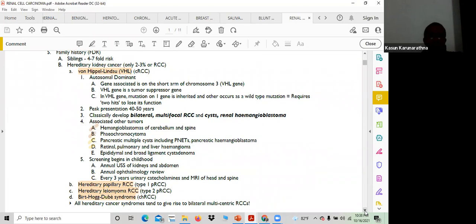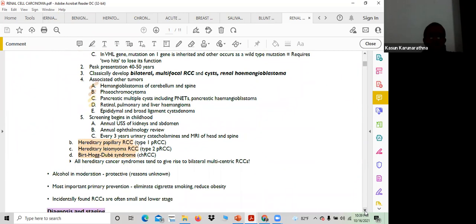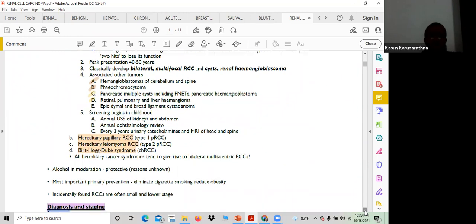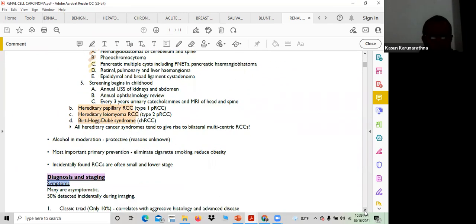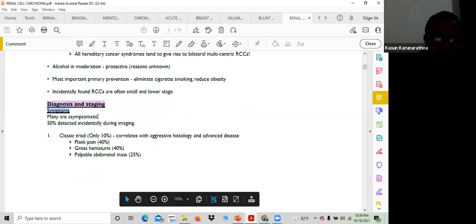Then again, there are genetic parts: hereditary papillary renal cell carcinoma, hereditary leiomyomatosis, Birt-Hogg-Dube syndrome. Those are different things, right? Classic triad of presentation in renal cell carcinoma: flank pain, gross hematuria, and a palpable abdominal mass. Right?